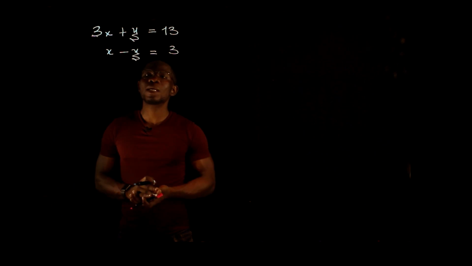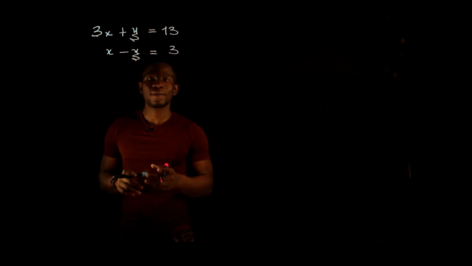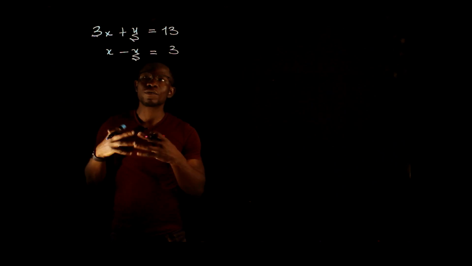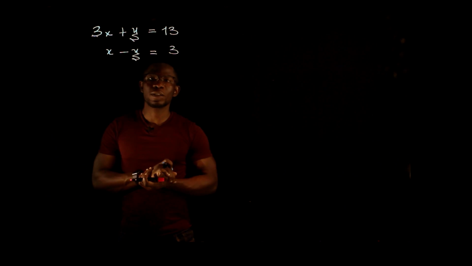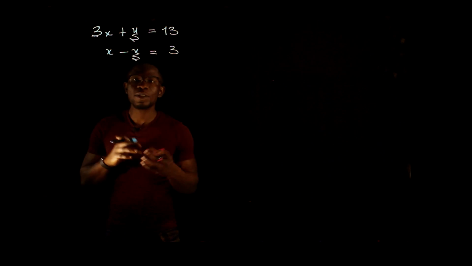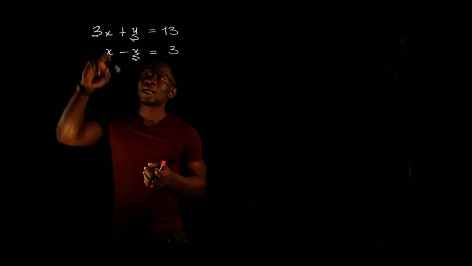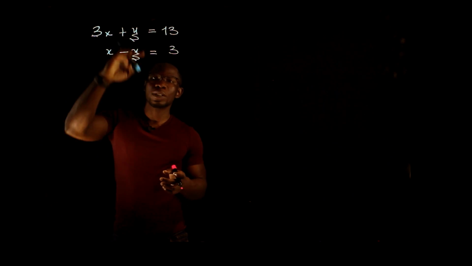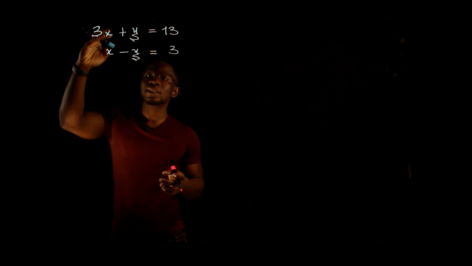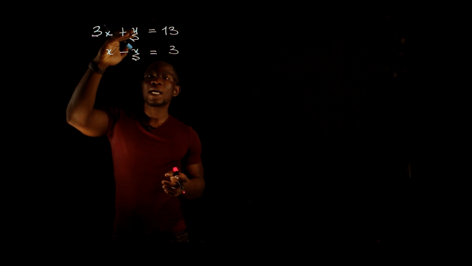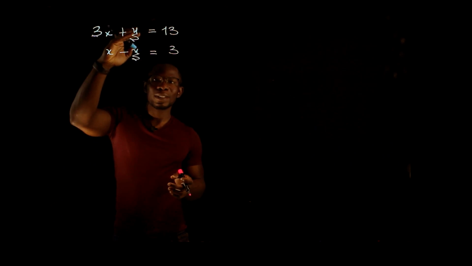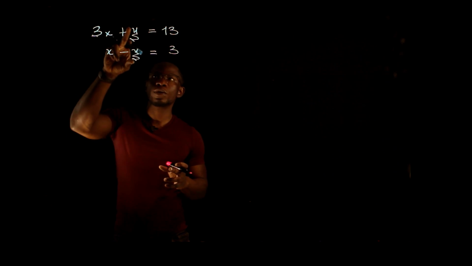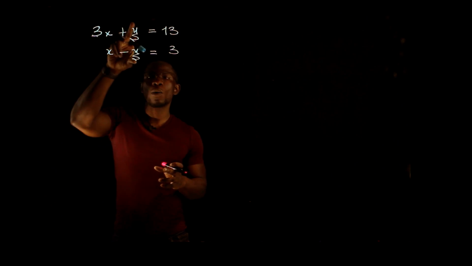So for this example, we have that 3x plus y equals 13 and x minus y equals 3. So we're going to try and solve this example using the elimination method. Now the idea of the elimination method is to make any one of x and y equal in both equations. So we can make our x equal in both equations or make our y equal in both equations. And then we combine both equations such that we are able to get rid of our x or our y's.